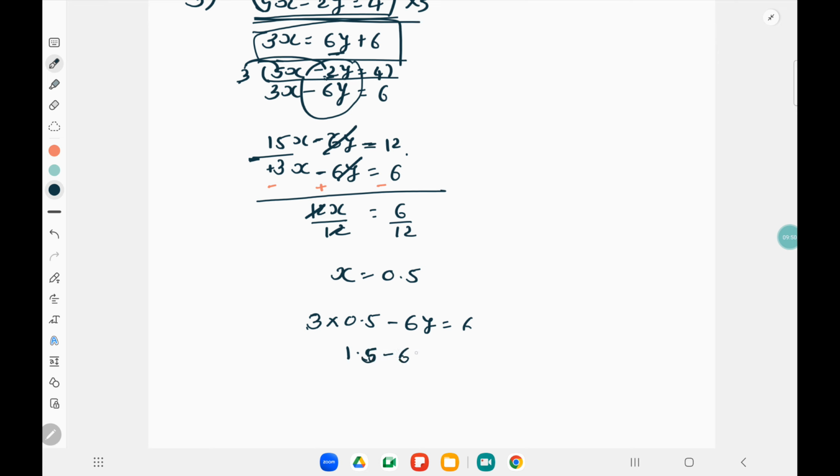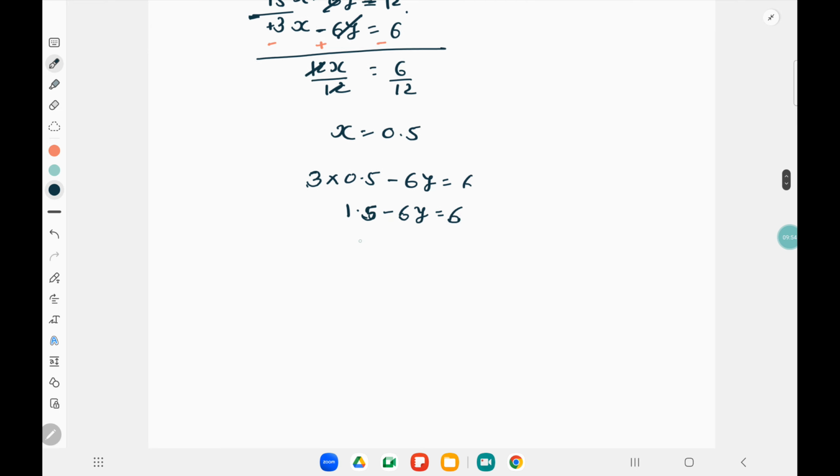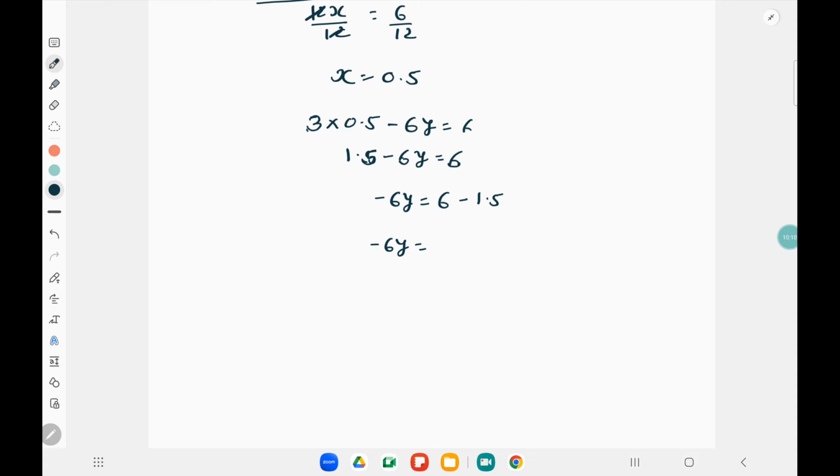Take away 6y equal to 6. Now the 1.5 we move to the opposite side, so negative 6y equal to 6 take away 1.5, change the side, change the sign, remember the rule. Now minus 6y equal to 6 take away 1.5, which is going to be 4.5. On both sides I am going to divide by 6 to get rid of this.